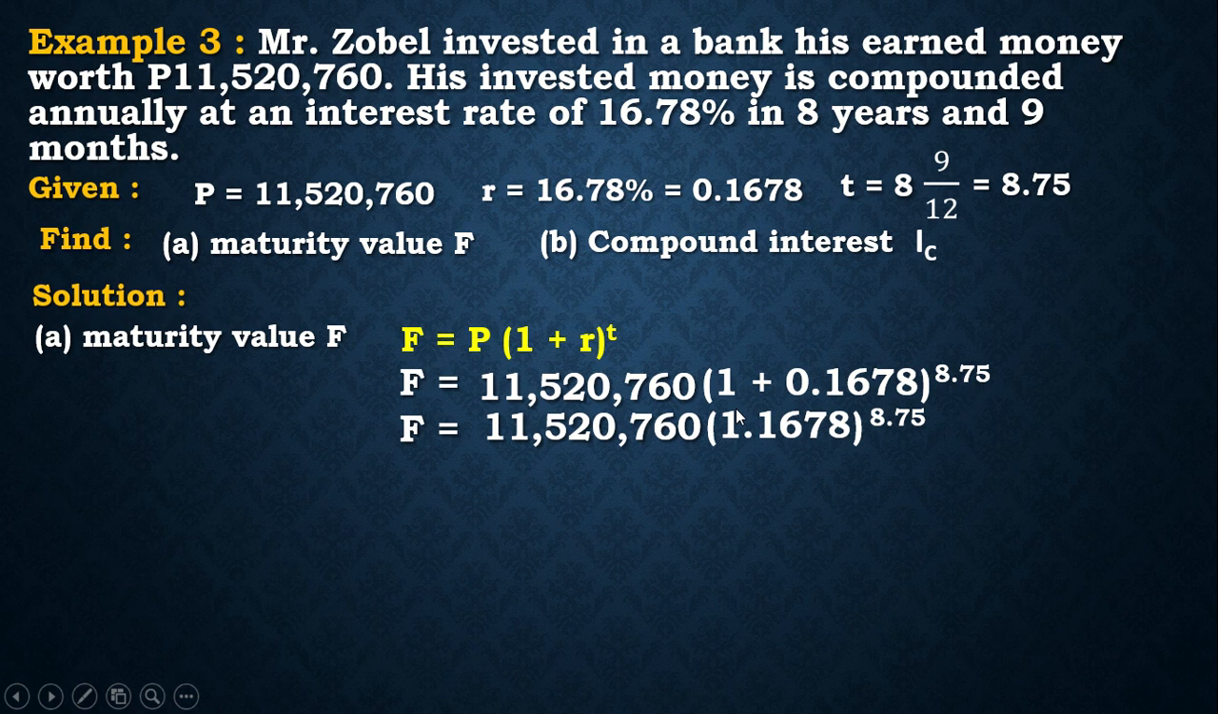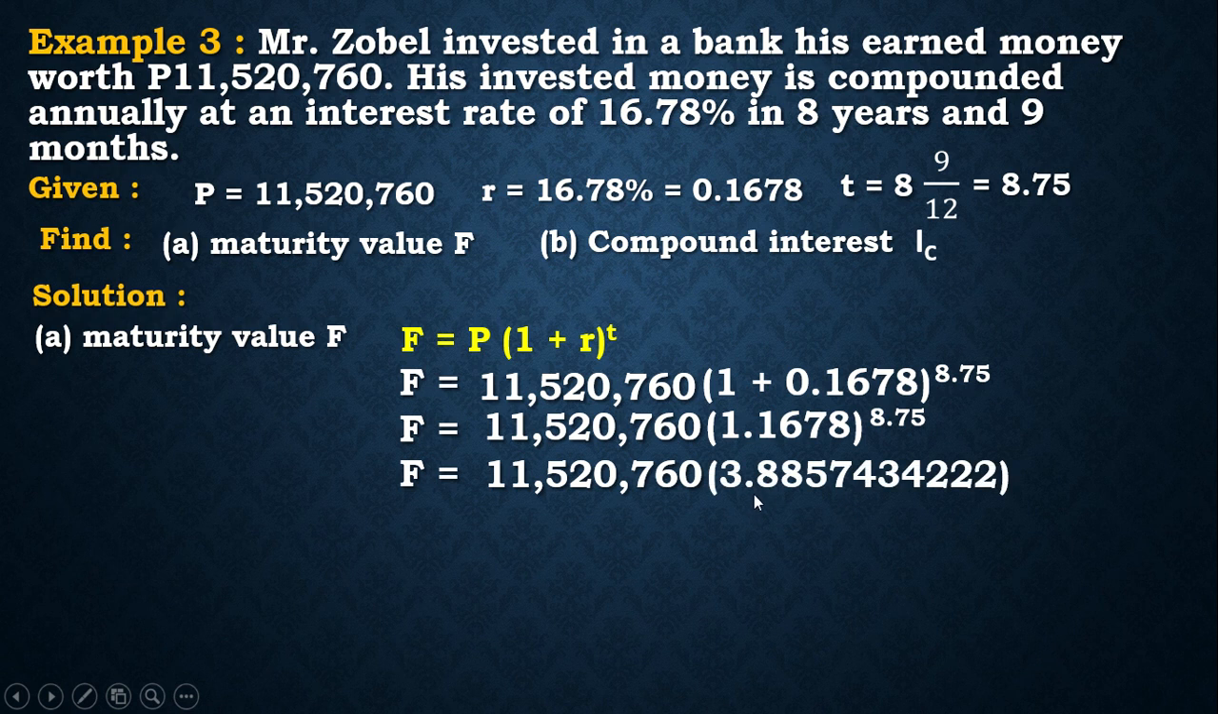So ito naman po ang gagalawin natin. So again, remain the same pa rin ang ating P, which is 11,520,760. Iko-convert po natin to. 1.1678 raised to 8.75 with exponent, which is the term. At ang lumabas, 3.8857434222. So, ito po ang naging conversion nitong part na to. Ang gagawin naman po natin, i-multiply po natin nito, itong part na to, dito sa principal.